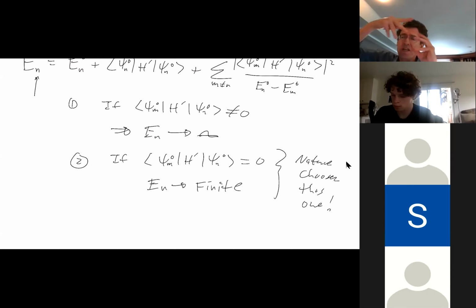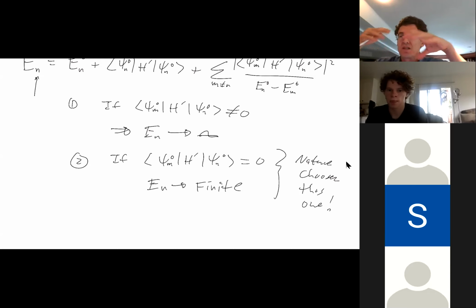So of all the many superpositions of the degenerate eigenstates, nature chooses the superposition that causes the energy to not diverge. It's kind of obvious. Like, of course it would do that. I mean, if I had many choices, of course nature's going to choose the one that makes the energy not go to infinity. I think that's kind of obvious. Okay, which choice is that?